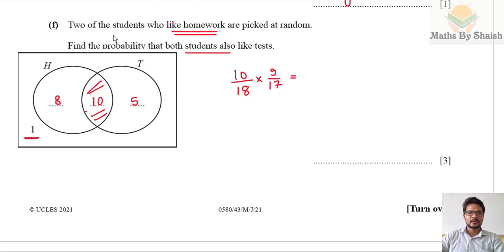So when we choose 2 students, of course we cannot choose the same student again. So one student got selected, so there are only 9 who like tests, and total were 18, so there are only 17. So 10 upon 18 and 9 upon 17, we can cancel the 2, and then it is 5. So the answer is 5 over 17.